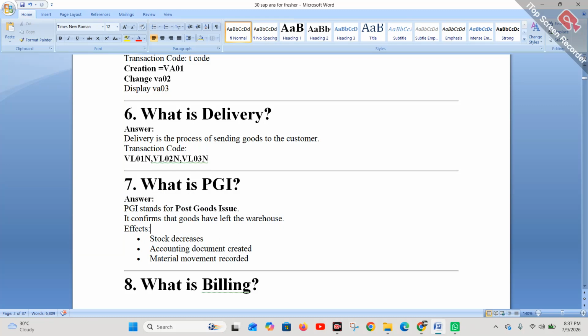The movement type generated over here is movement type 601. This is the standard movement type. Okay. This is the standard movement type 601 when PGI is completed.